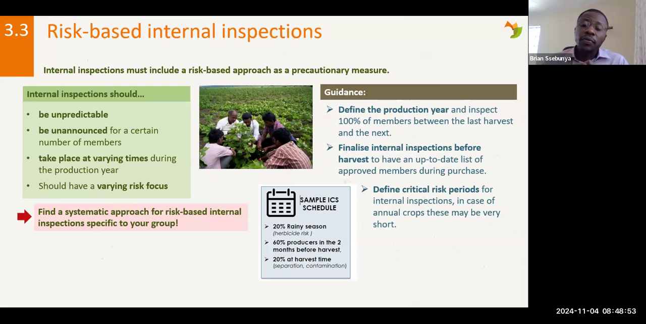Either you can determine it yourself, or the external inspector will tell you that, okay, you did one, which is the minimum, but based on the crop you're handling, maybe you need to do more. So you may end up with a recommendation of doing more than one internal inspection. So yeah.